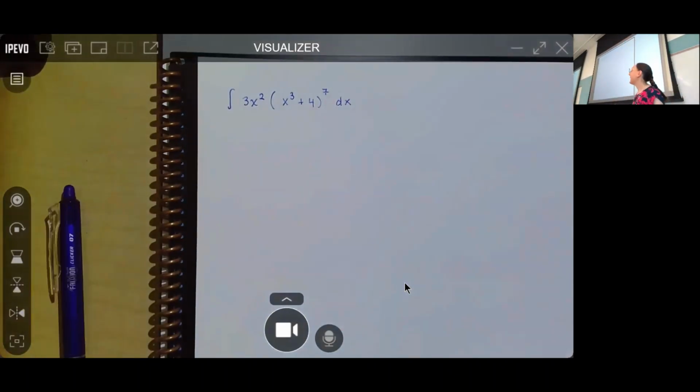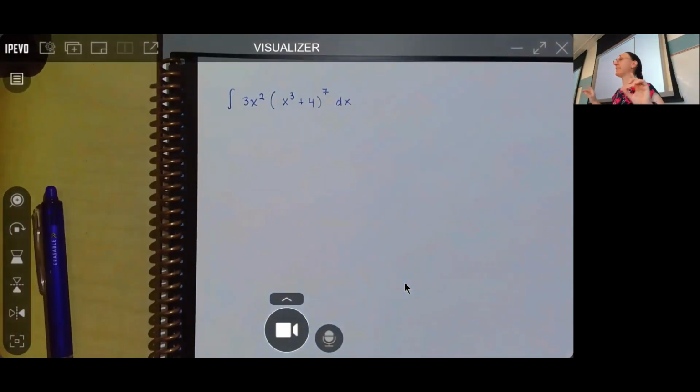Okay. Given time, energy, and sufficient monetary motivation, how many people could multiply that garbage out? You could. How many people don't want to? Yeah, me either. I really don't want to.